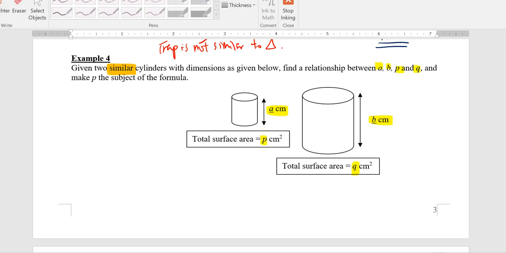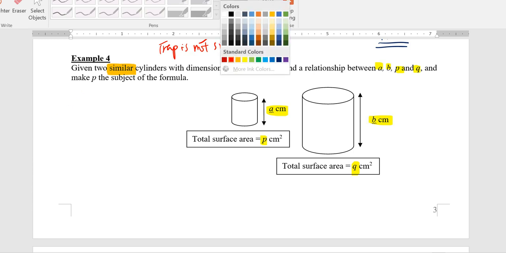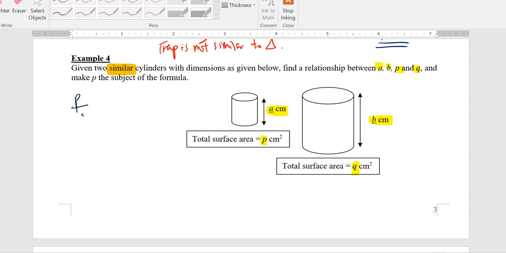So since they say they are similar, I'm going to link them up using the similar area ratio that we have learned in page 1 and 2. So I can write this down: P over Q, the smaller area over the larger area, is A over B squared. Please check that they match. P is the smaller cylinder area and A is the smaller cylinder's height. So please look across the equation to make sure that if you start with the smaller one on top, you start with the smaller one on top on the other side as well.